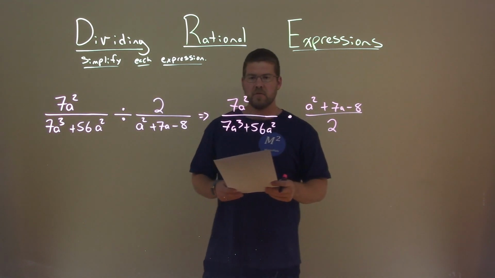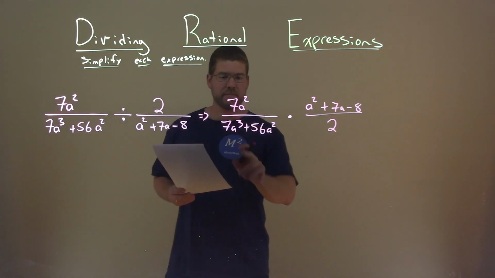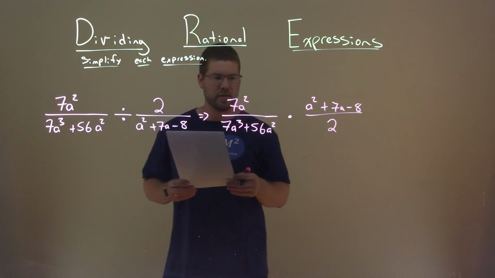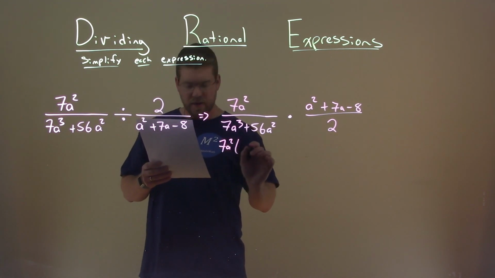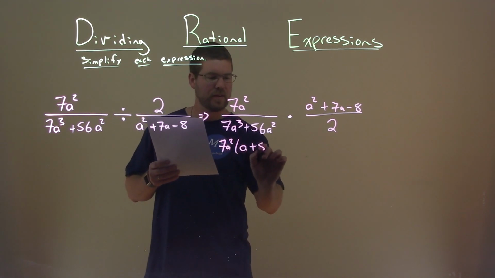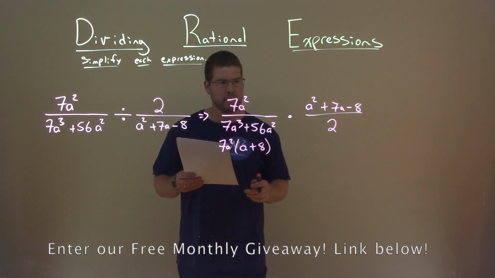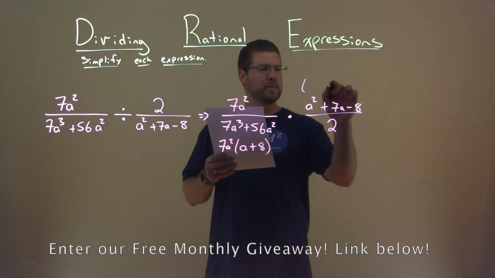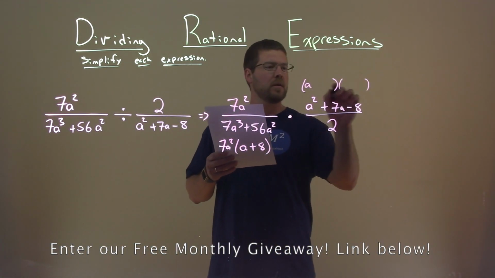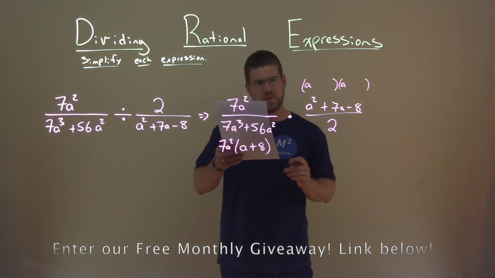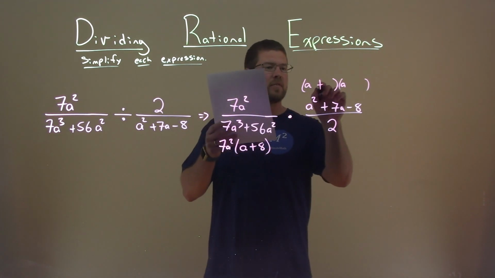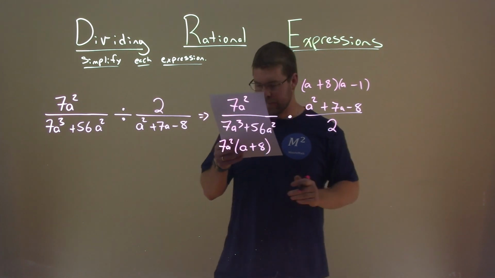All right, so now I'm going to factor where I can. 7a to the third plus 56a squared. 7a squared is in both parts. That leaves me with an a plus 8 left over. Here, this can factor. And it factors to be, well, two numbers multiplied to be negative 8, but add to be a positive 7. And that's a positive 8 and a negative 1.